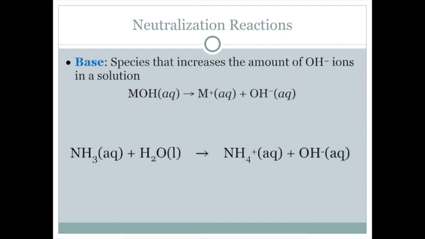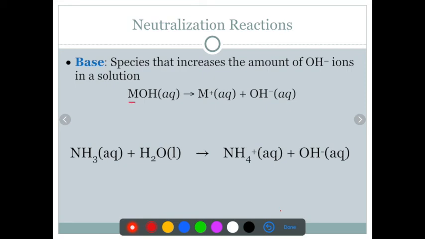Okay, a base produces hydroxide ions in water. So you can have something like a metal with the hydroxide ion, and when you put it into the water, so here M just represents the metal with the hydroxide ion, hydroxide ions are produced. Or you could have something like ammonia, putting it into water, then hydroxide ions are produced. So as long as hydroxide ions are being produced, or it's increasing the amount of hydroxide ions, then it is a base.